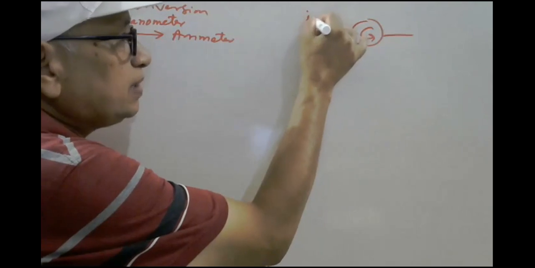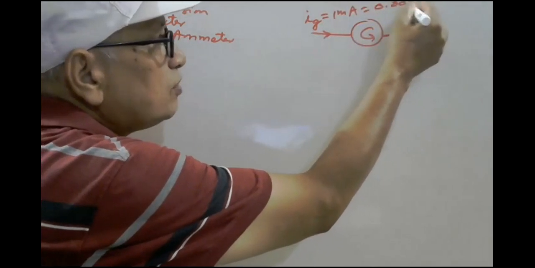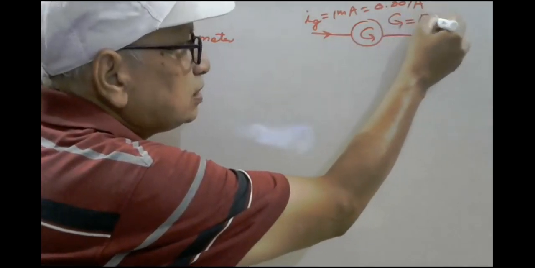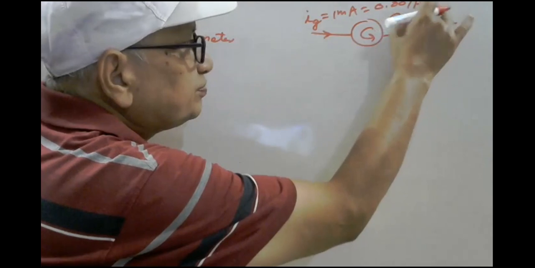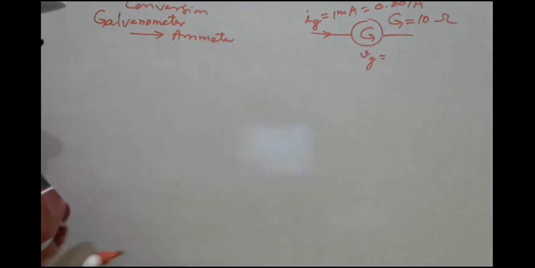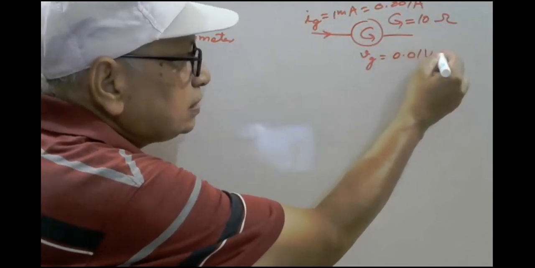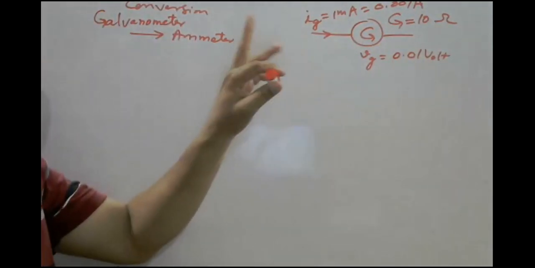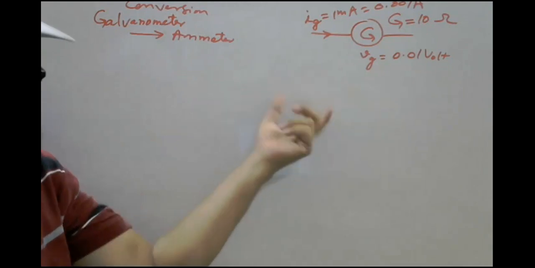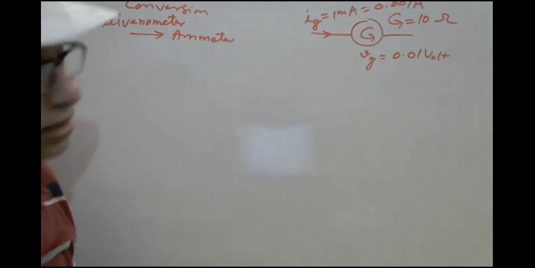Say for simplicity, the galvanometer current we are taking is 1 milliampere, it means 0.001 ampere, and the galvanometer resistance for simplicity we have taken as 10 ohm. Then what is the Vg? Vg is the voltage across this galvanometer, that is IR. So if you multiply this, this is the voltage. So 1 milliampere current or 0.01 volt across the coil will give you the full scale deflection. If we give more current, it will burn out.